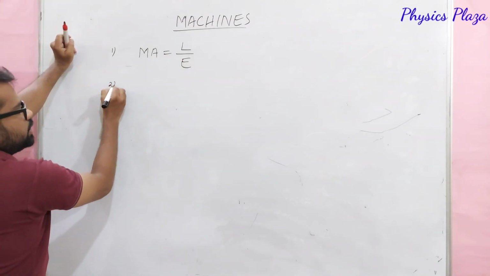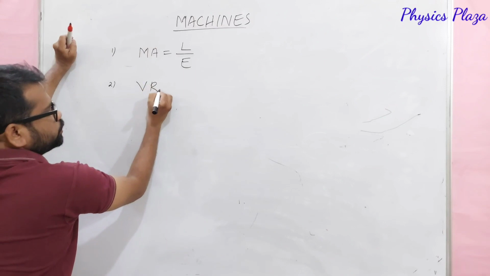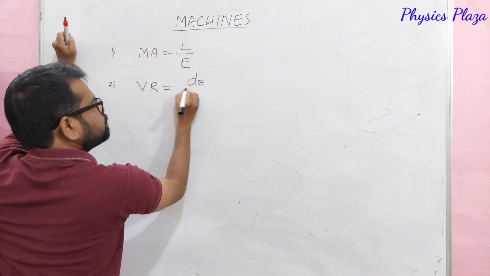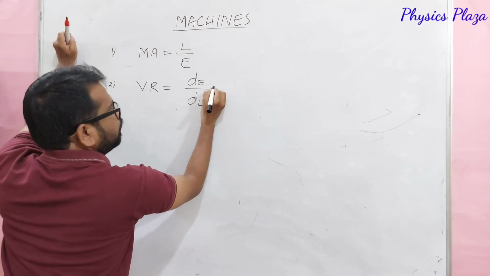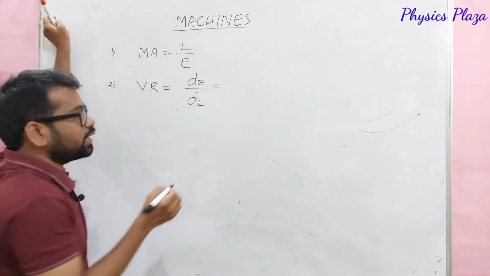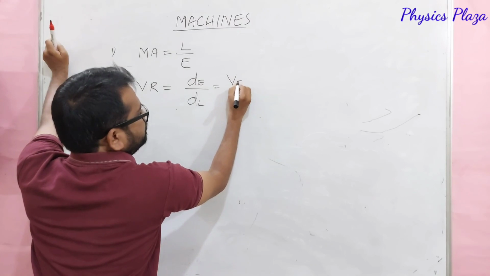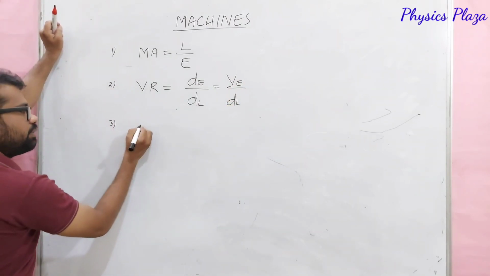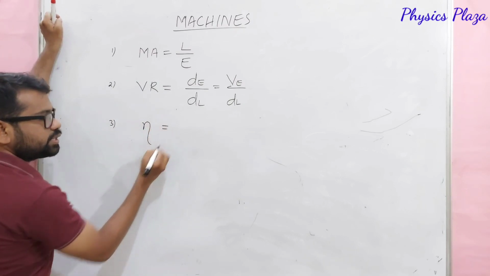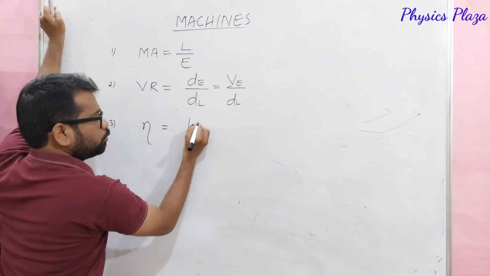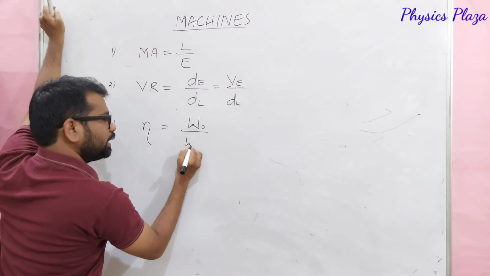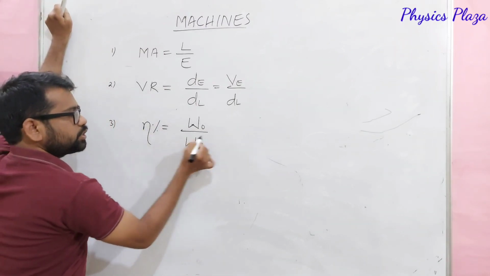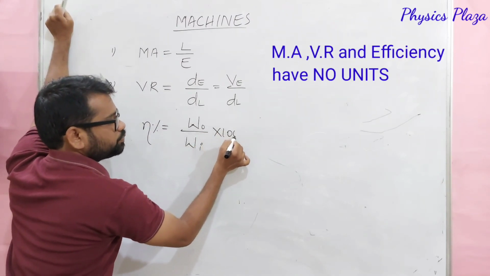And the second term which we will be discussing is velocity ratio. Children, it is defined as the effort displacement by load displacement, or we can even define it as effort velocity by load velocity. And the third one we will be talking about is efficiency. So efficiency is always equal to work output by work input. If you want to measure it in a percentage, just multiply it by 100.